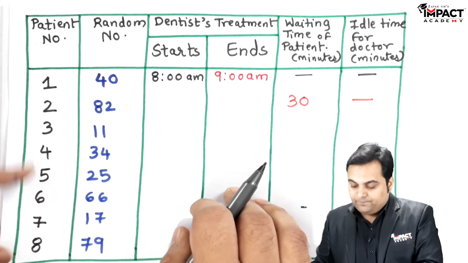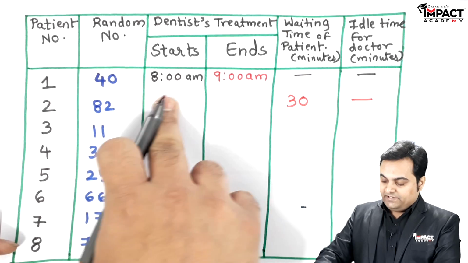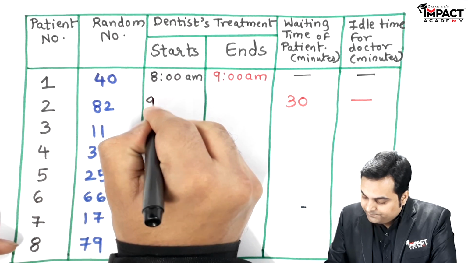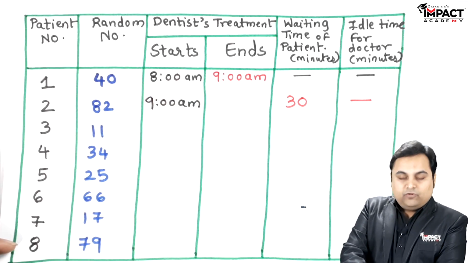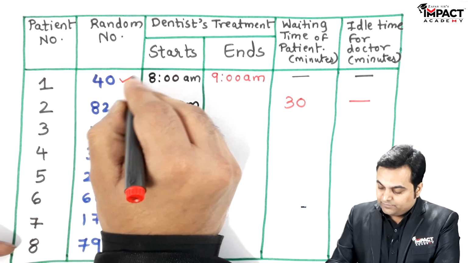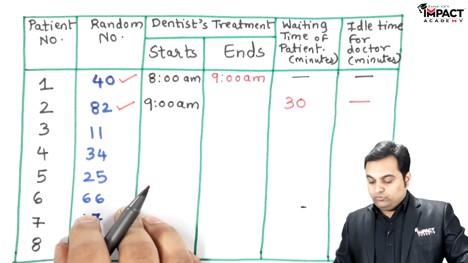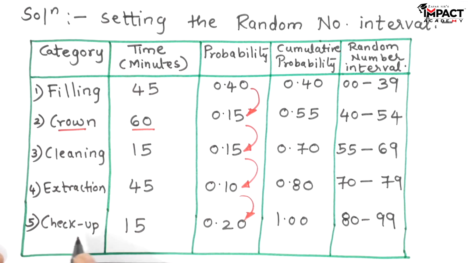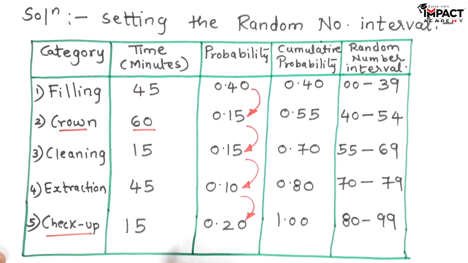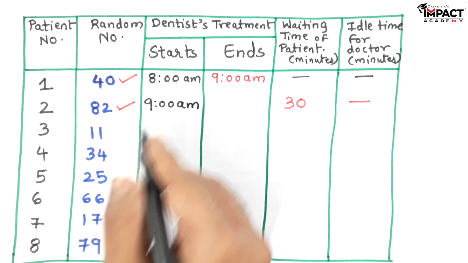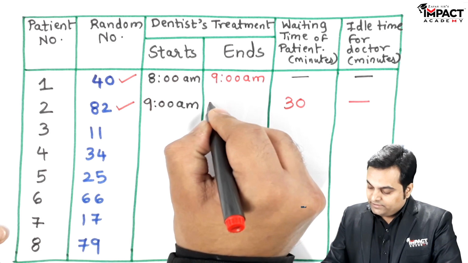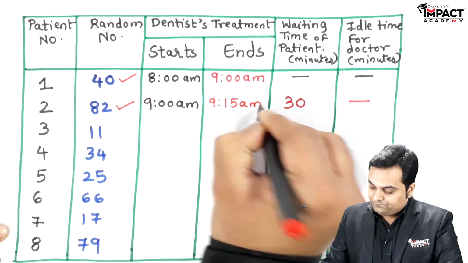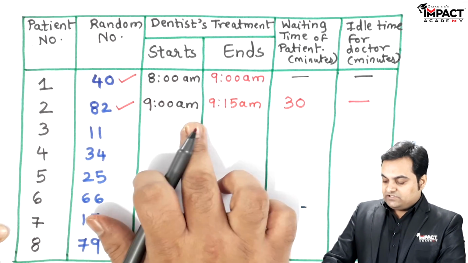Now patient number second would be entering at 9 a.m., that is the operation will start for patient second. And what kind of operation is this? For that we have to go into the random number. Random number is 82. So go into the interval and check. 82 is in the range of 80 to 99. So the next operation is checkup. And checkup is going to take 15 minutes. So patient number 2 enters at 9 a.m. and will leave at 9:15 a.m. because the operation takes just 15 minutes.